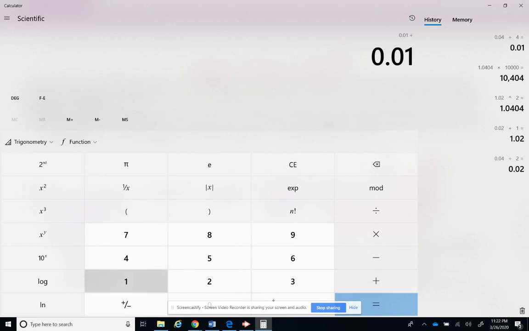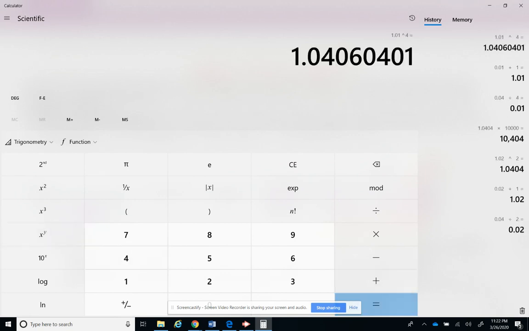So I'm going to add 1 to it. So now I have 1.01. And that was to the 4th power. So I'm going to hover over this little button that you're going to use, to the 4th power, equals. So that's a pretty long number. I don't really want to write that one down.